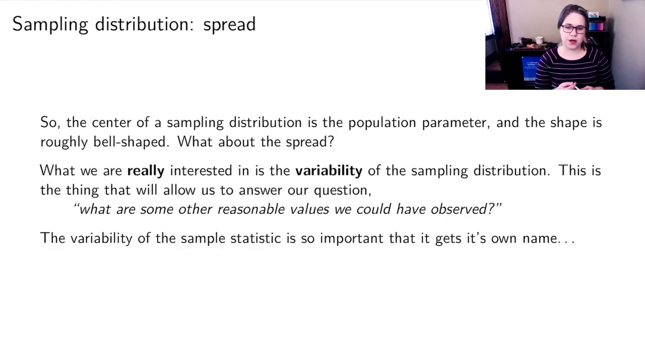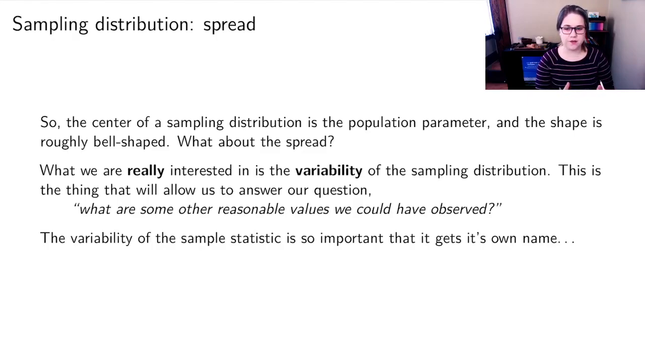Okay, so we've talked about the center of the sampling distribution. It's centered at the population parameter. We've talked about the shape of the sampling distribution, roughly bell-shaped. And then the thing that we actually really care about is the spread of the sampling distribution. So we want that variability, and this is the thing that's going to allow us to answer the question, what are some other reasonable values we could have observed?